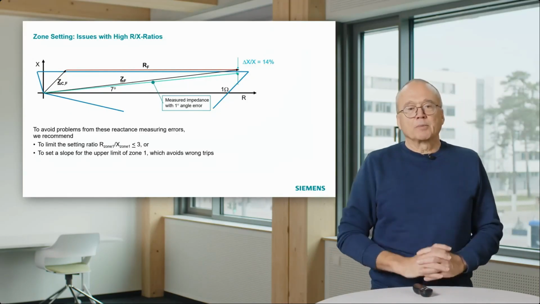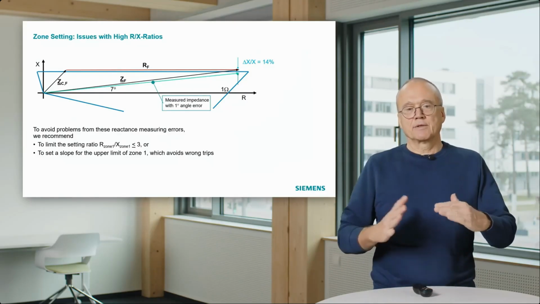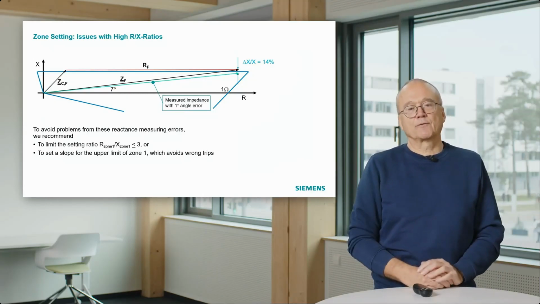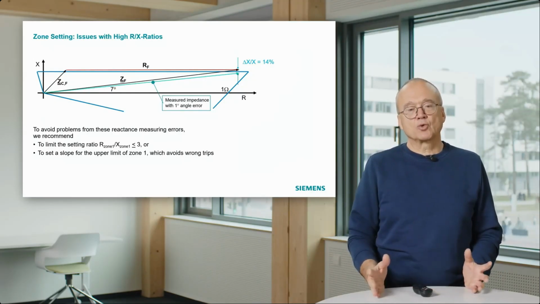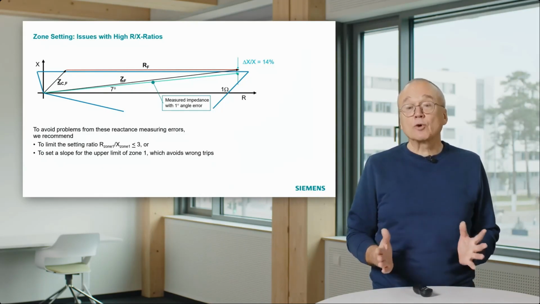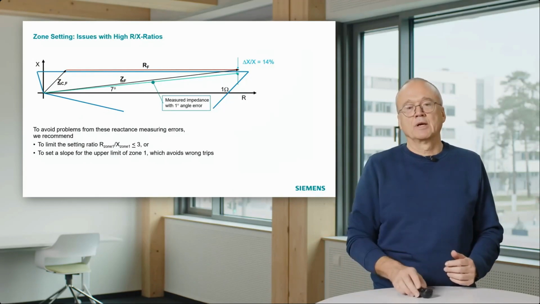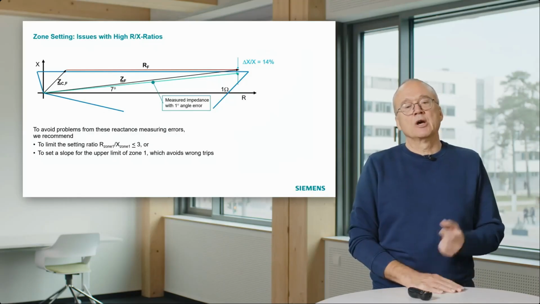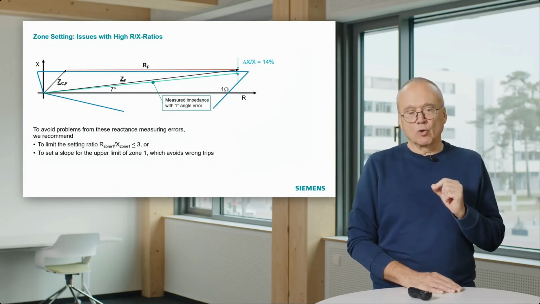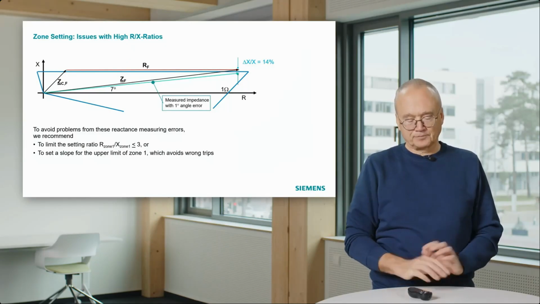And to avoid these problems, we recommend to limit this ratio, resistive setting divided by reactive setting of the first zone, to a maximum of 3 for short lines and cables. That, of course, also limits the sensitivity. That means you cannot catch faults up to 1 ohm in this context. Another alternative is to set a slope for the upper limit of the zone, which can avoid wrong trips.